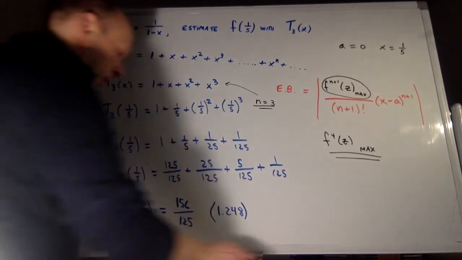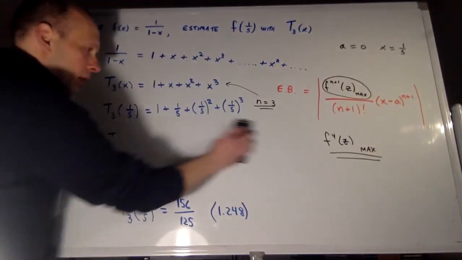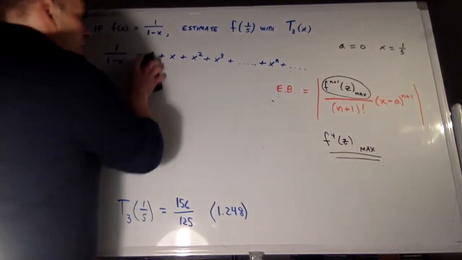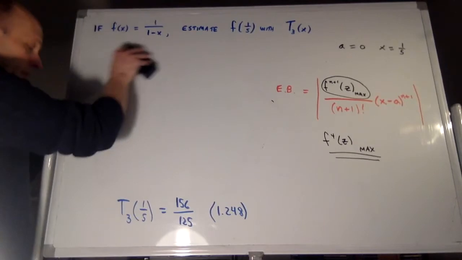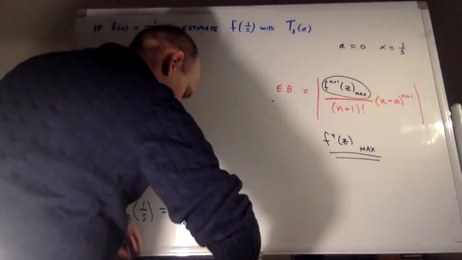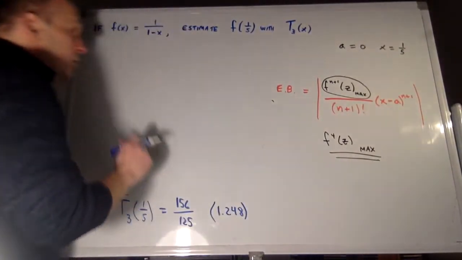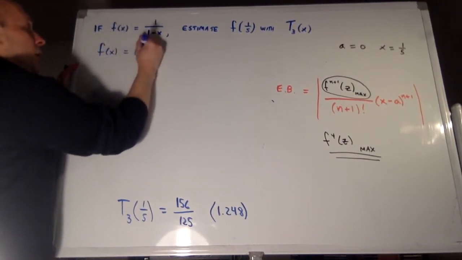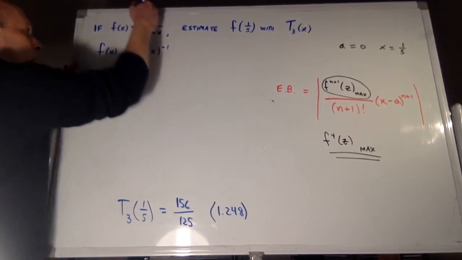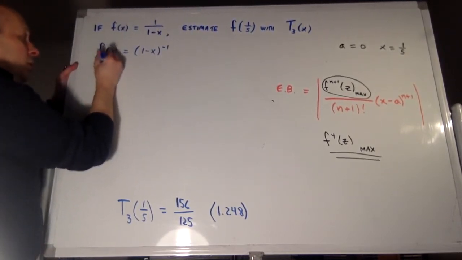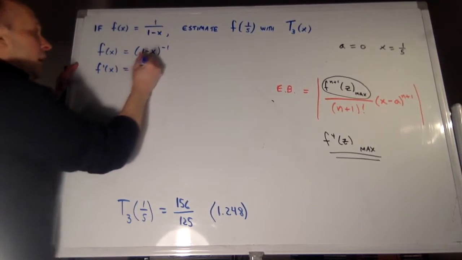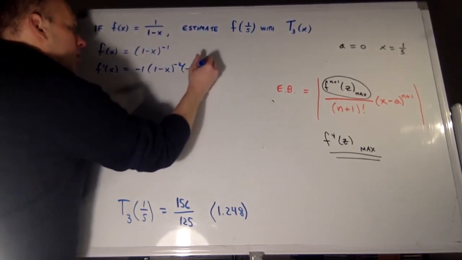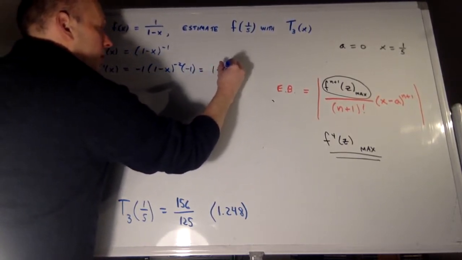Okay, so let's see if we can actually do it. Now, in order to get the 4th derivative at z, I need the 4th derivative, right? So it's time to find a whole bunch of derivatives. So let's launch into finding those derivatives. So first, the 0th derivative, otherwise known as the function. We can see that that's just 1 minus x to the negative 1. There it is. The first derivative, that's negative 1 times 1 minus x to the negative 2 times negative 1. So in other words, 1 minus x to the negative 2.